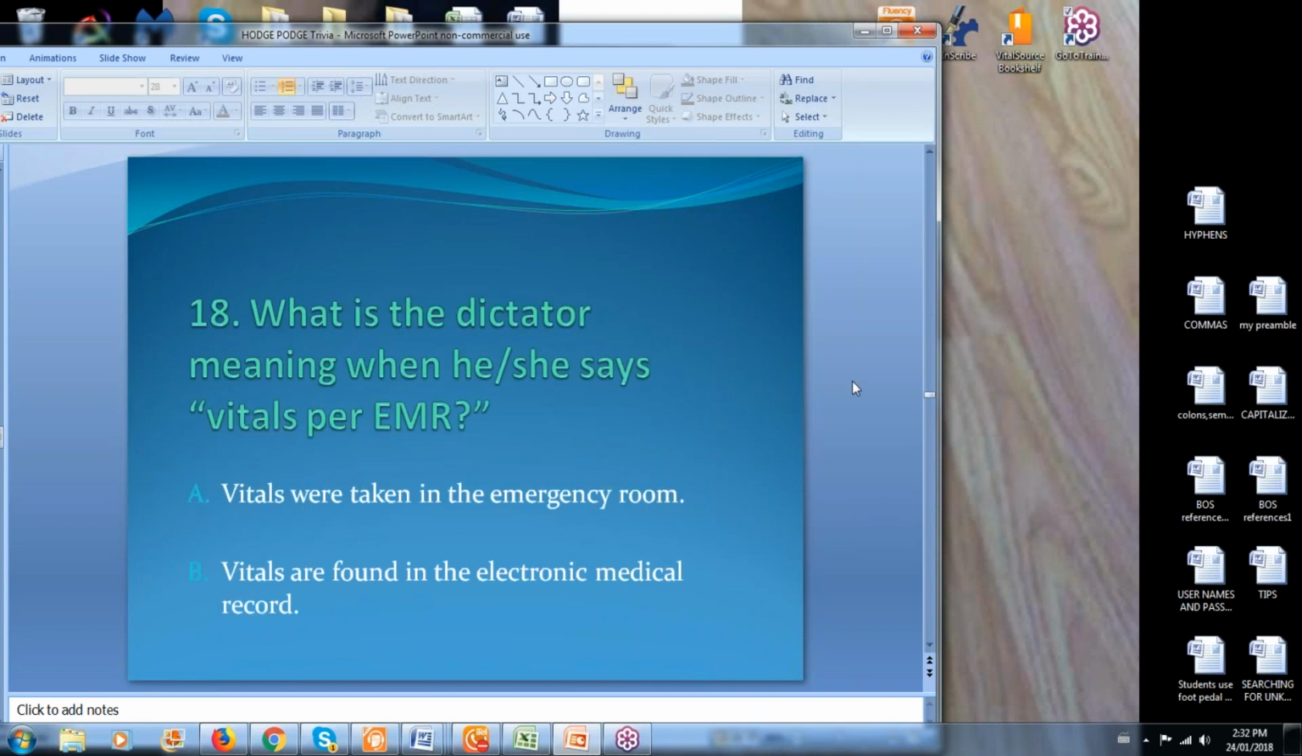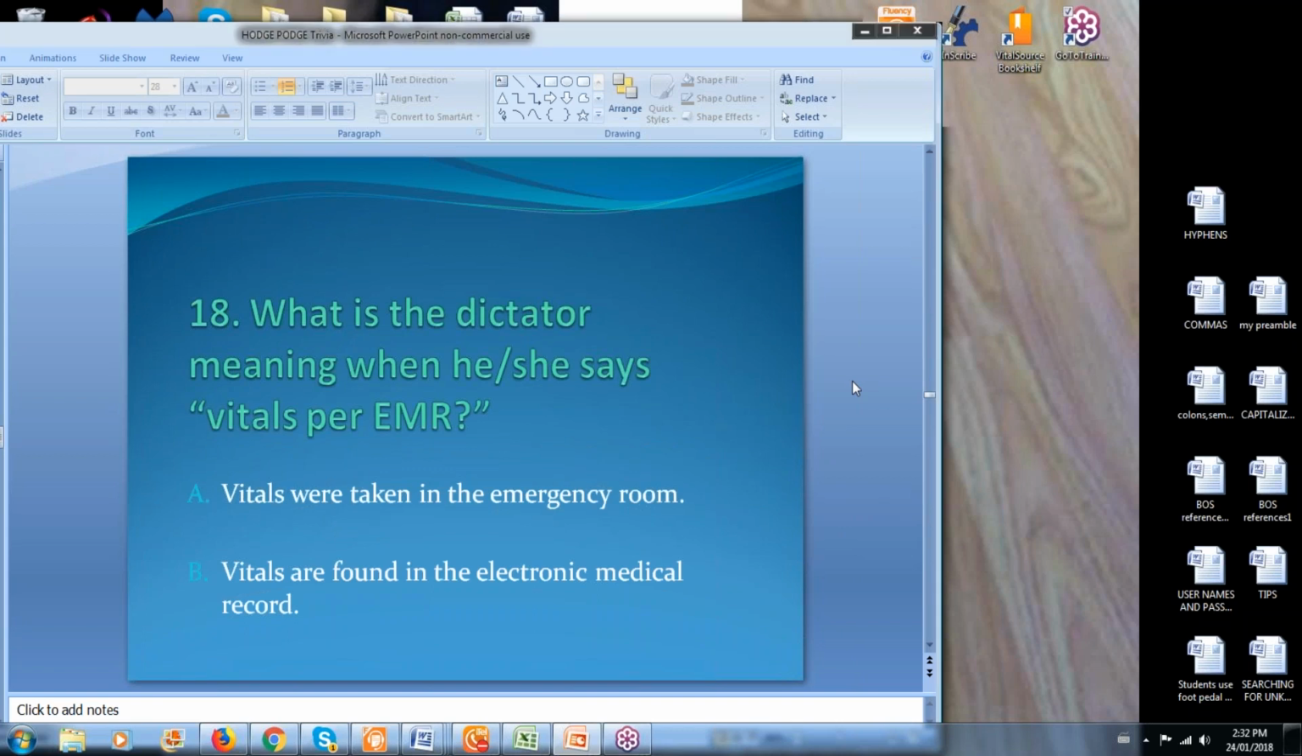Okay. 18. What is the dictator meaning when he or she says vitals per emer? Is it A, vitals were taken in the emergency room? Or B, vitals are found in the electronic medical record?